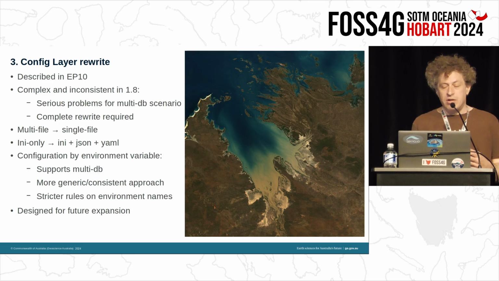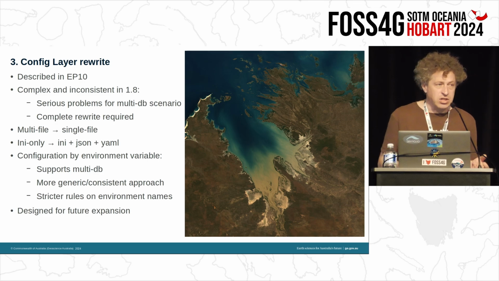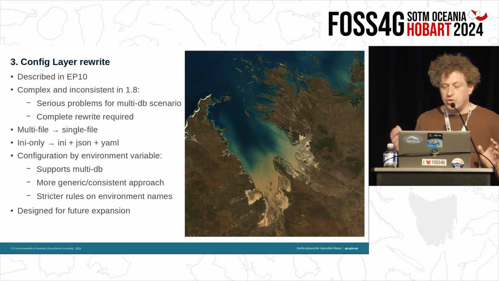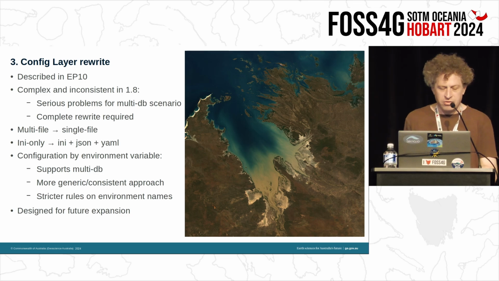Configuration by environment variable in 1.8 was available, but it was arbitrary and inconsistent, and in particular, it didn't support multiple database use cases. In 1.9, we get a consistent, universal and extensible approach to configuration by environment variable. These do-overs do come at the price of stricter rules on configuration environment names, but affected names should already be getting deprecation warnings in recent 1.8 releases, if that affects you. Full description of the changes: Enhancement Proposal 10.